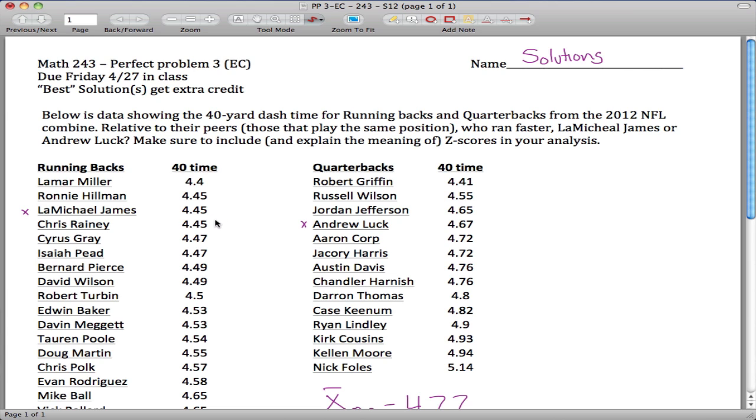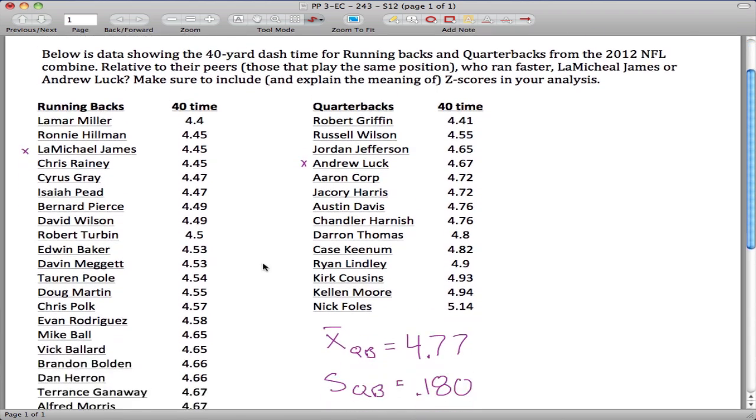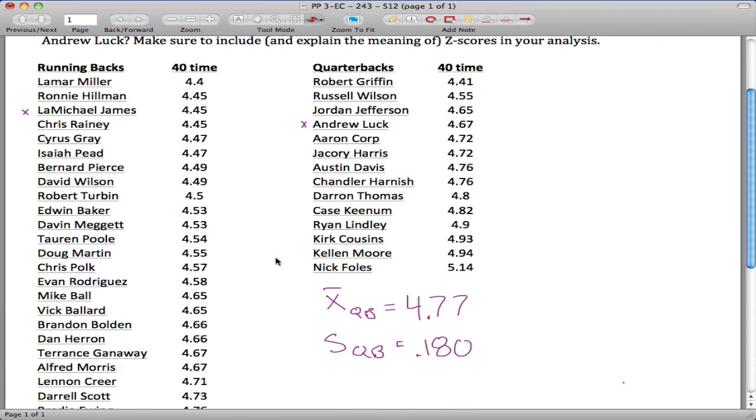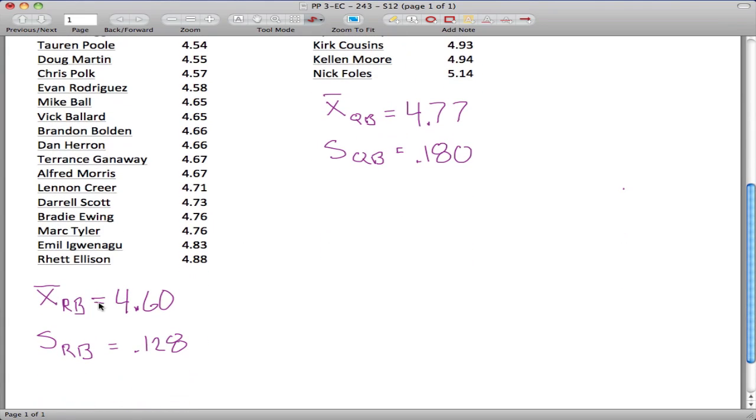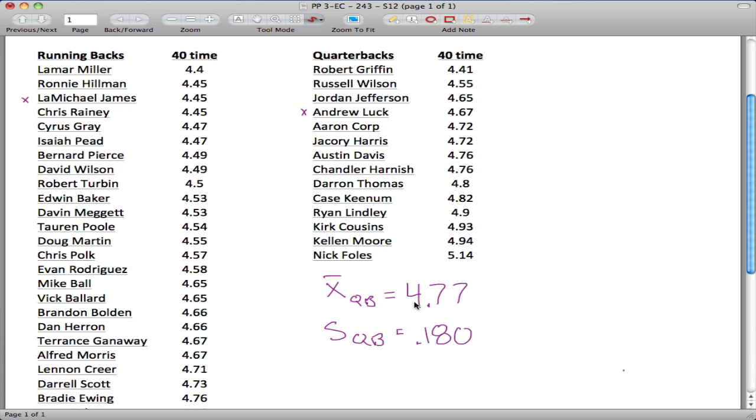So in order to make that comparison, you want to compare LaMichael James to all running backs and Andrew Luck to all quarterbacks. And the way you do that is by calculating z-scores. So what we'll need to do is put all this information into a calculator, which I went ahead and did before I started this video. And if you do that, you find that the average time of a running back was 4.60, and the standard deviation for a running back was 0.128. These are both in seconds. And the average time for a quarterback was 4.77, and the standard deviation for a quarterback was 0.180.